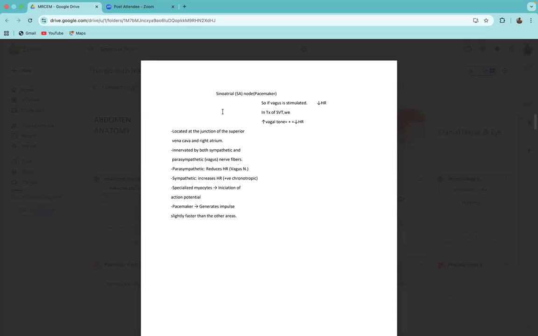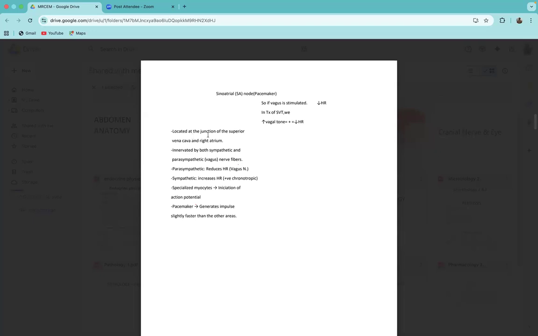And in treatment of supraventricular tachycardia, at first, if the patient is stable, we basically push the patient to do the vagal maneuver, so that the heart rate is decreased and the vagal tone is increased.